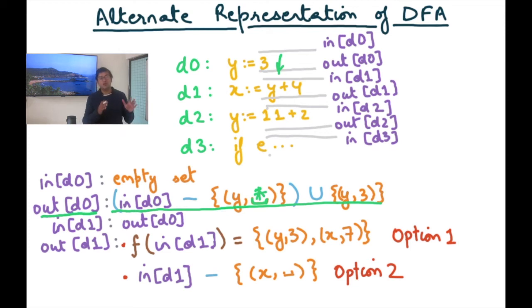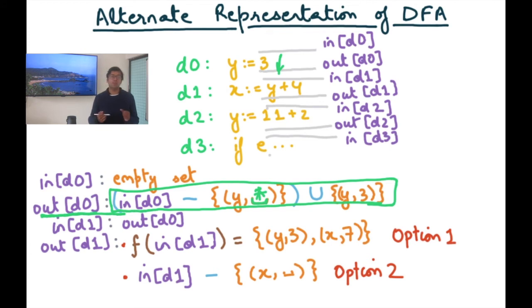So remove anything that already has y, and then add y comma 3. And that's the right way to do it, right? Because let's say there was y comma 4 in D0, then we want to remove it before we add y comma 3. That's how it should be. So now I just want to go back to our discussion and correct this. This is the right way of writing it: in D0 minus y comma star union y comma 3.